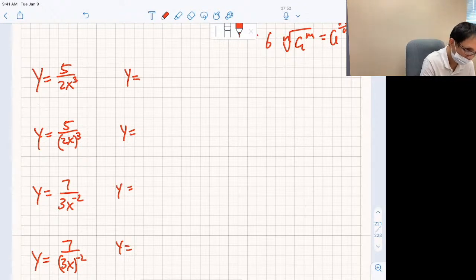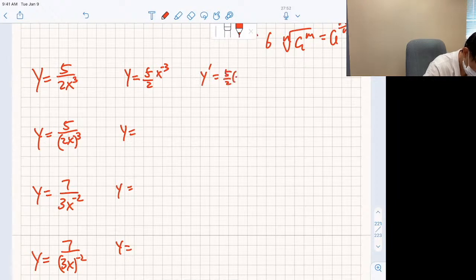Alright, so I have 5/2 times x to the -3rd. Okay, now I'm going to take a derivative. See that notation's different? And then I have -15/2 times x to the -4th. So 5/2 times -3 times x to the -4. So that's equal to -15/2 x to the -4. Does that make sense? Yep. So now I'm going to rewrite it. So the rewrite part is going to be -15/2 x to the 4 in the denominator.